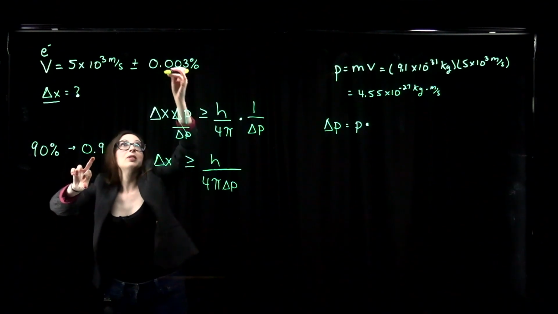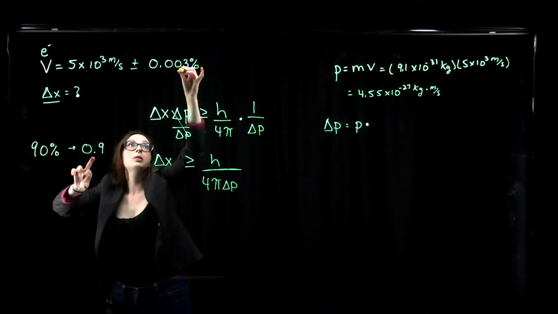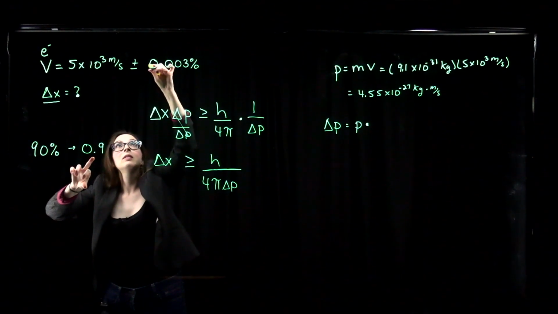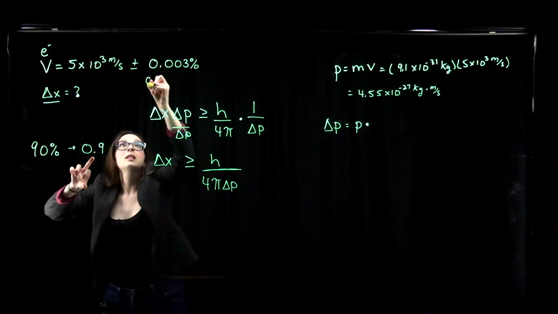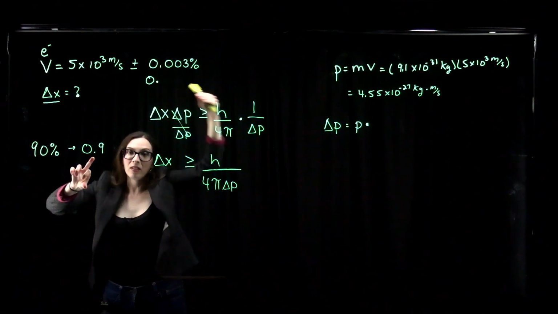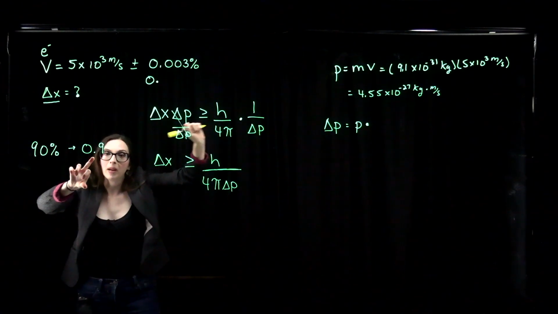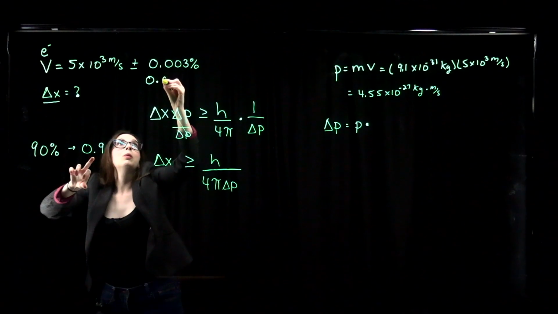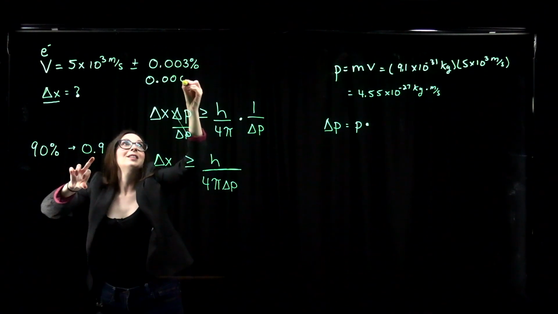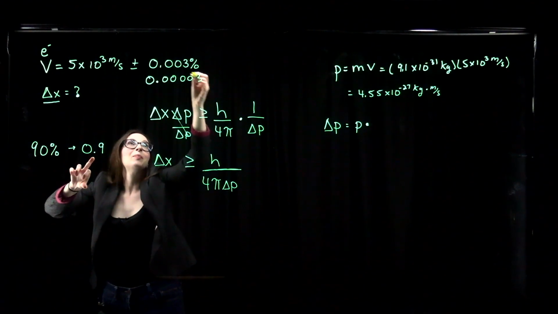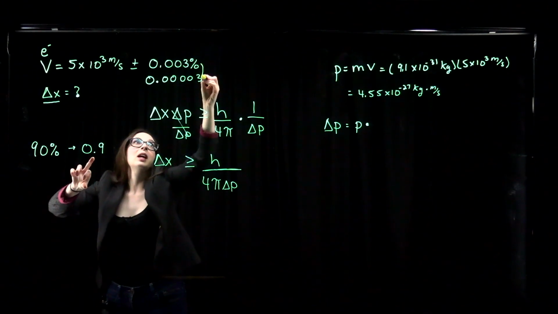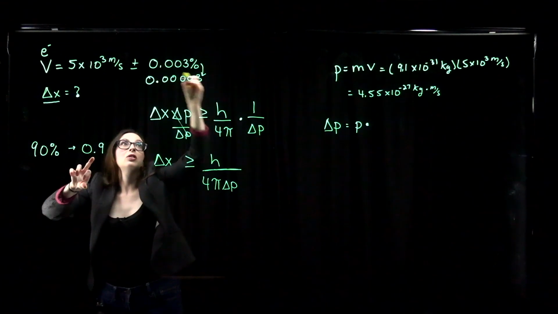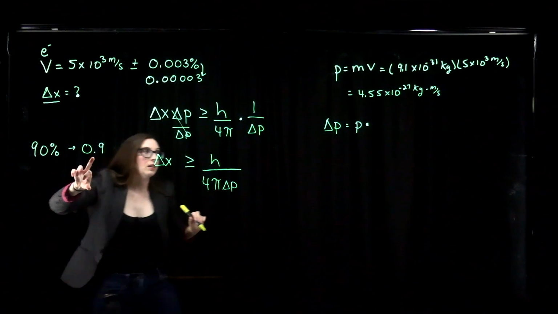So if I have a percentage of 0.003%, I've got to move my decimal 2 spots more to the left to get it in its true decimal form as something out of 100. So that would be 0.00003. These are the same thing. Okay. This is my accuracy in the percentage, and this is my accuracy here in the decimal.